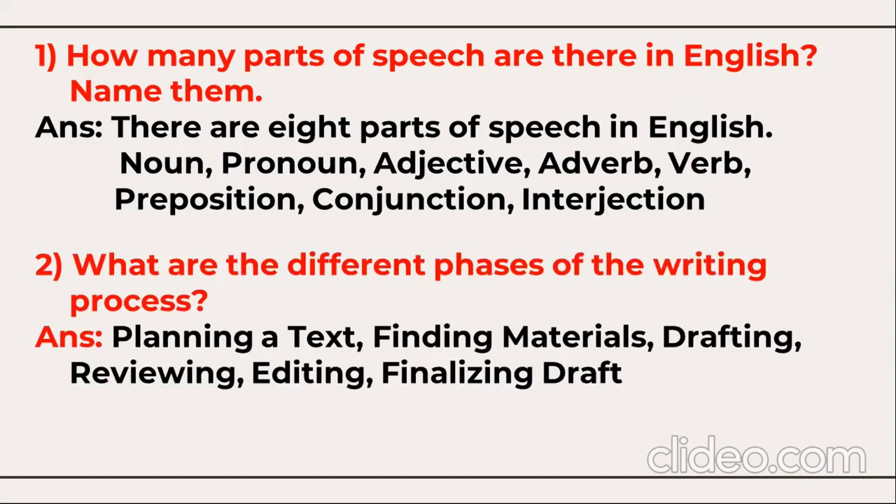What are the different phases of writing process? There are few phases of writing process like planning a text, finding materials. First and foremost, planning a text, then finding materials. Then drafting, reviewing, then editing, and finally finalizing the draft. That's the phases of writing process.